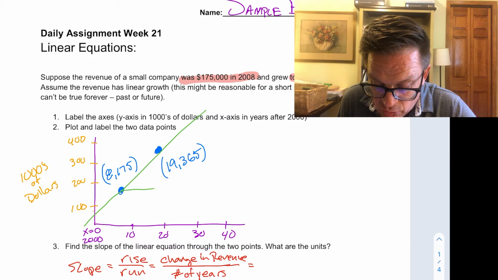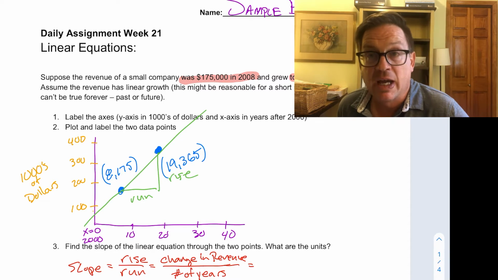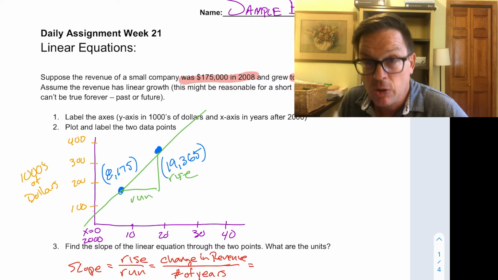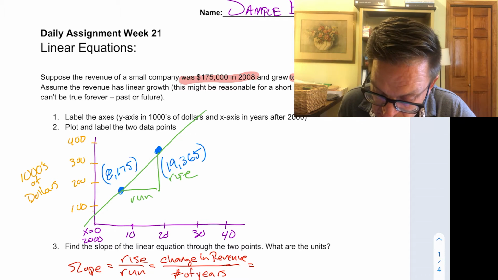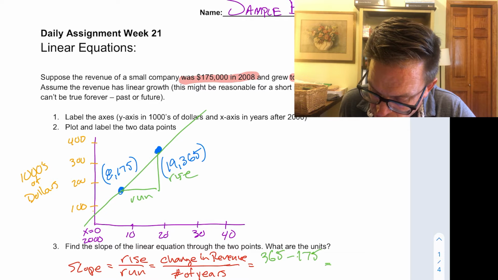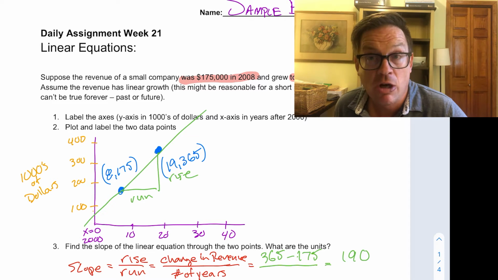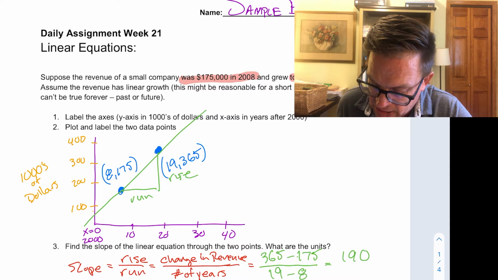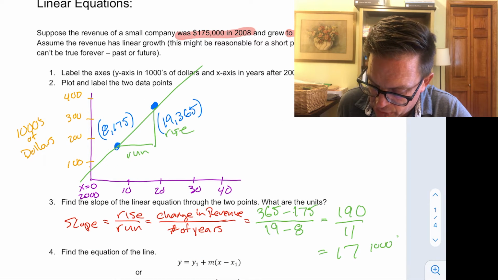And the slope is the rise over the run. So the run is the horizontal and the rise is the vertical. The rise is the change in revenue divided by the run, which is the number of years. So how much did the revenue increase in that time? Well, it ended up at 365 and it started at 175. So the difference there is 190 in thousands of dollars. How long did it take for that to happen? Well, it ended in the year 2019 and started in the year 2008, so that's 11 years. And that's about $17,000 per year.